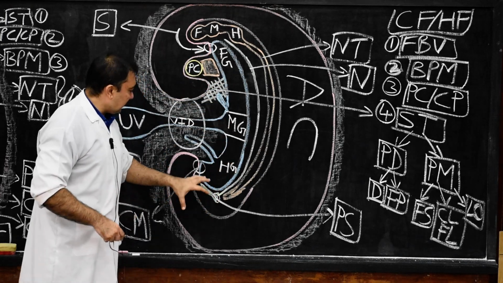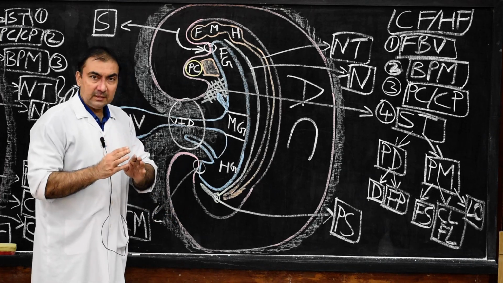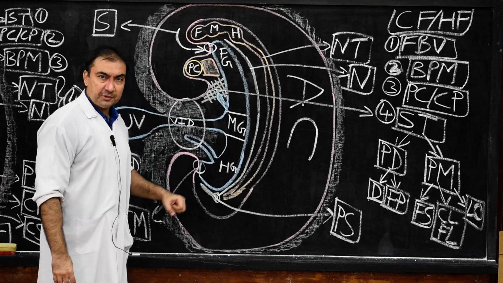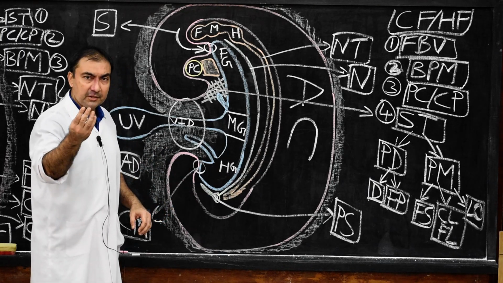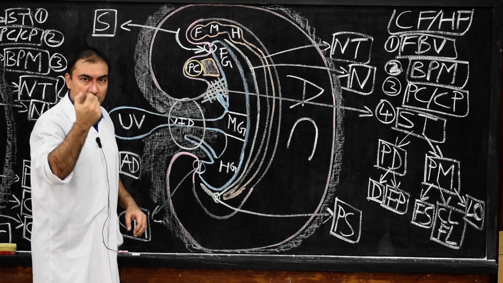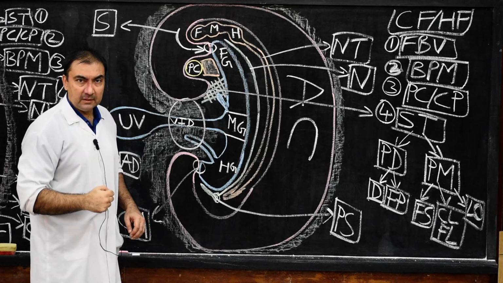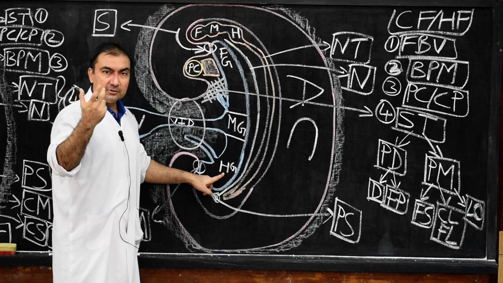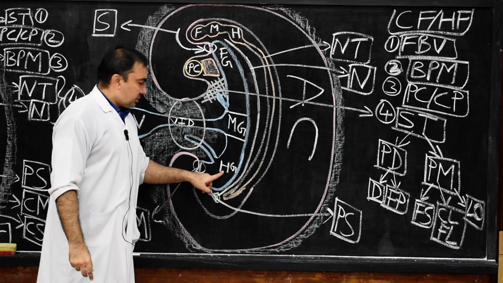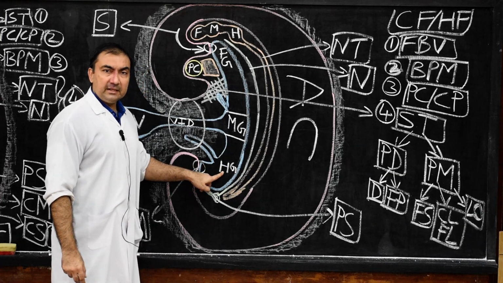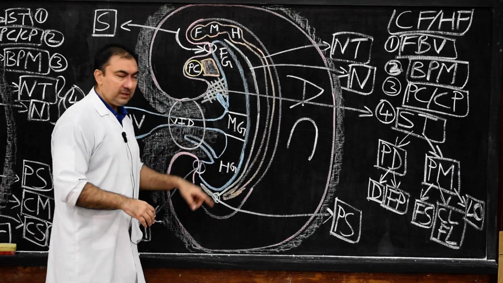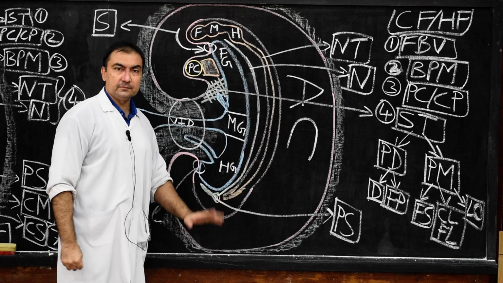Now in the tail fold, very simple, the entire yolk sac which is converted into primitive gut tube, that primitive gut tube will involve its caudal portion. And what is the caudal portion of primitive gut tube? Hind gut. So therefore, the portion of yolk sac which is converted into primitive gut tube in the tail fold will be known as hind gut.